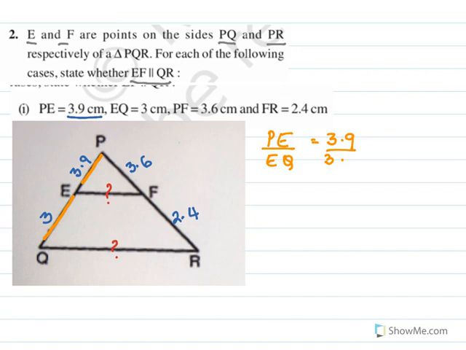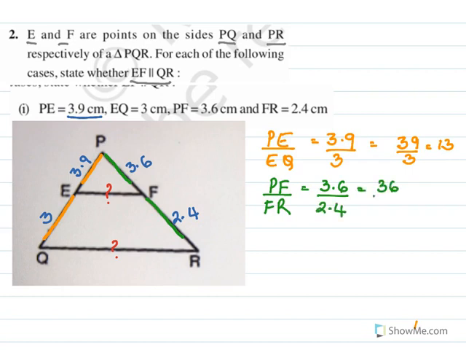PF is 3.6 and FR is 2.4. So here I will get 3.9 over 3, which is 39 over 30, that is 13 over 10. Now we need to find the other ratio, PF over FR. So we have PF over FR. PF is 3.6 and FR is 2.4, so that is 36 over 24. If you divide it by 12, you get 3 over 2.